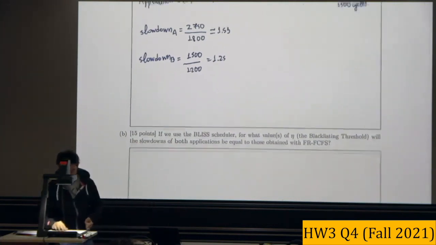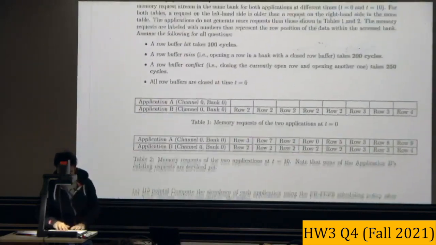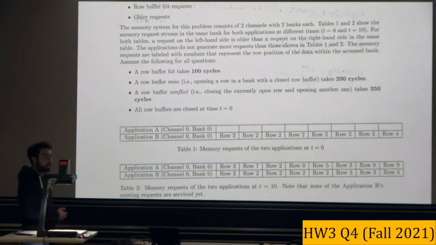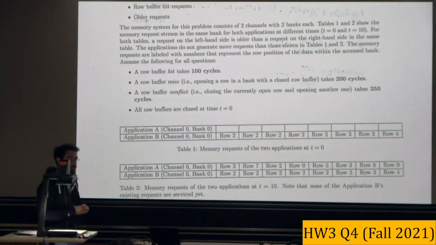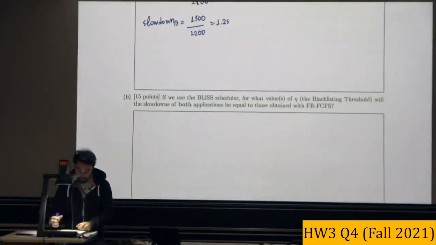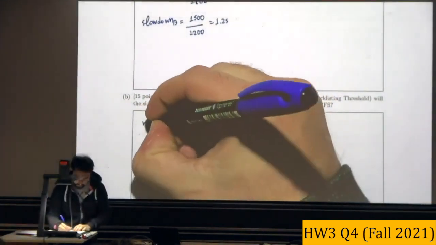So the way this can happen is twofold. First, if we have n equals 0, then we execute the applications with FRFCFS, right? Because we never blacklist. So one option is to have n equals 0.